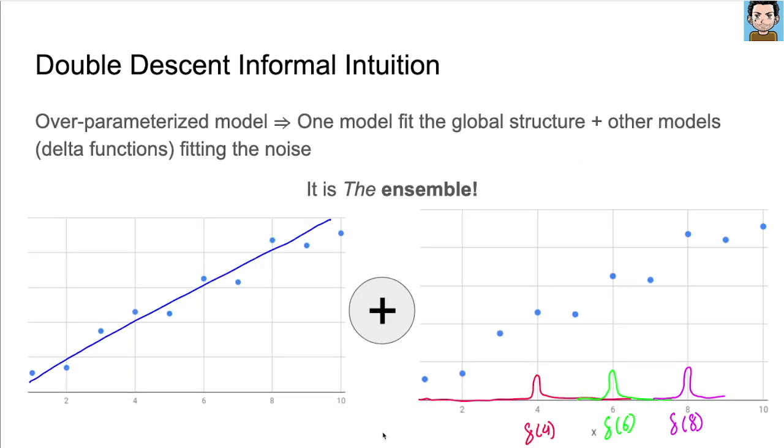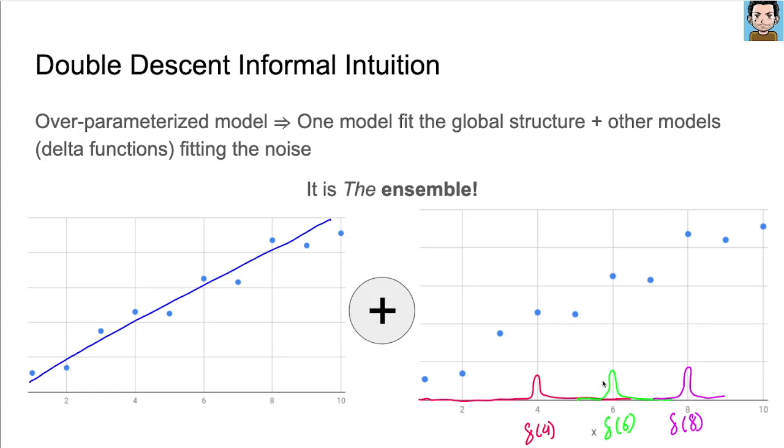In contrast, if we have an over-parameterized model, this model has enough capacity to act as an ensemble. Again, it is just a single model, but it acts as an ensemble. In other words, the over-parameterized model can be broken down into one model that fits the global structure plus a bunch of other tiny models that fit the noise. On the left-hand side here, there is a single linear model that captures the global structure in the training data. On the right-hand side, there are three tiny models, three delta functions with three different colors. Each one of these tiny models memorizes a particular training sample.